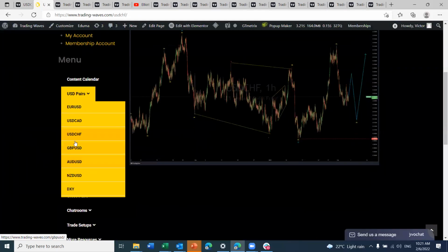Did I miss any? So we've looked at pound. Let's have a look at pound as well. Let's have a look at pound and the DXY. Just to show you what we had there. So let's have a look.